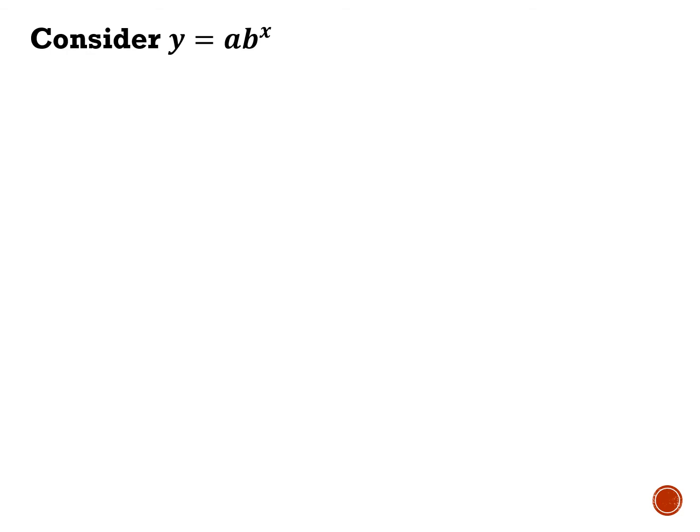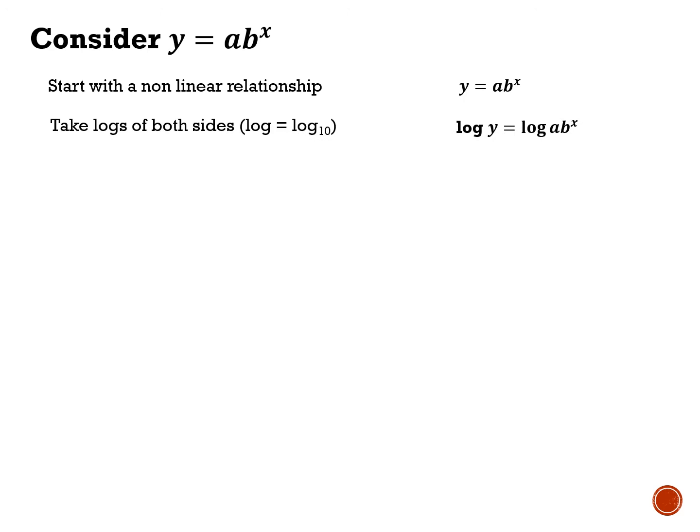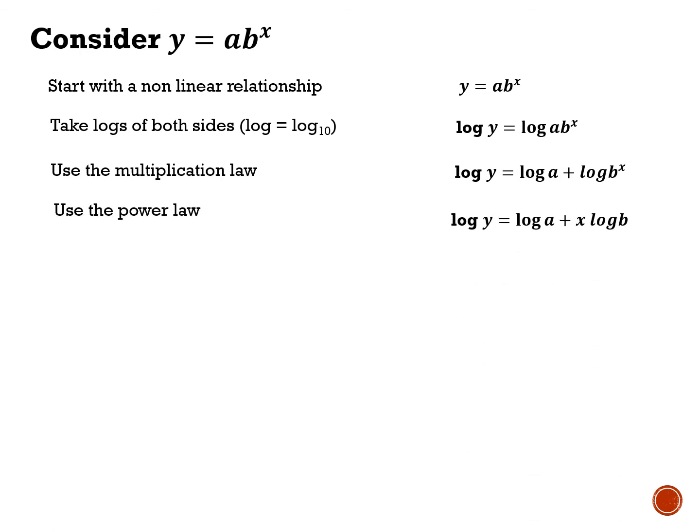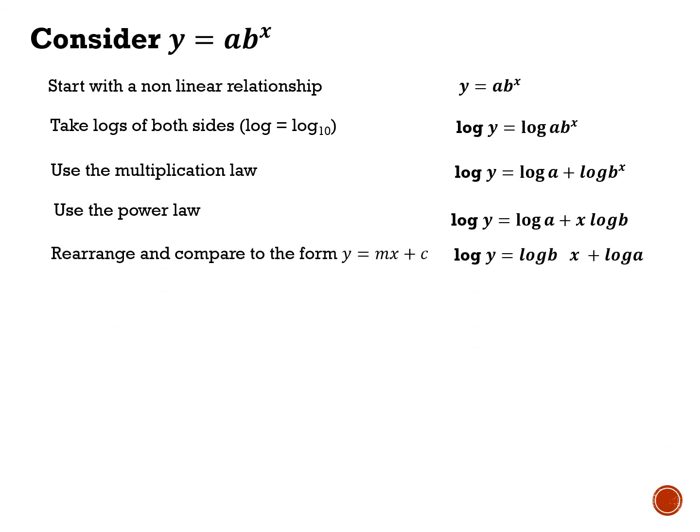Now let's do the same process that we did before. Here's our non-linear relationship, y equals ab to the x. Take logs of both sides. Remember, log is log to the base 10. Log y equals log of a times b to the x. Use our log laws. We're going to use the multiplication law first. Log y equals log a plus log b to the x. Then we're going to use our power law and bring the x down. And then we're going to compare it. Remember, we're going to compare it to y equals mx plus c to see which things relate to which bits on that graph. So you see it's slightly different to the other one.